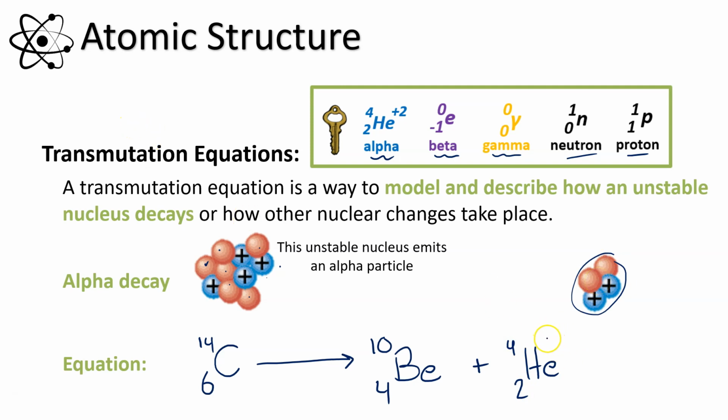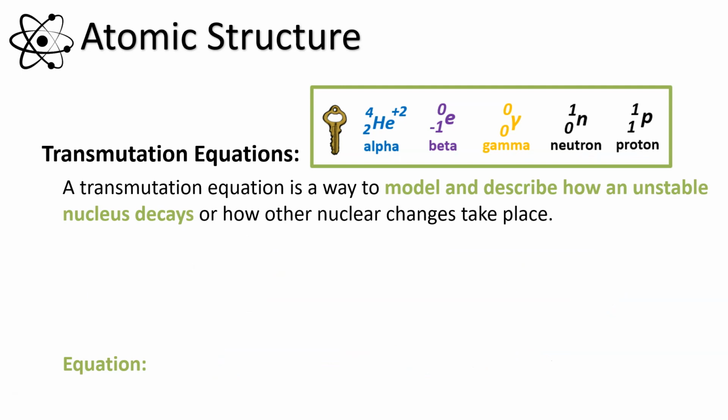Technically, this alpha particle has a +2 charge. You can include that or not. It just sort of depends on your teacher's preference. And that equation is a transmutation equation.